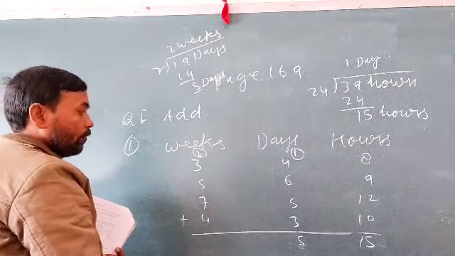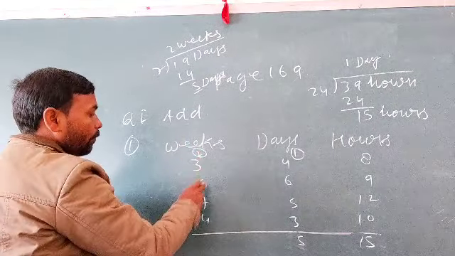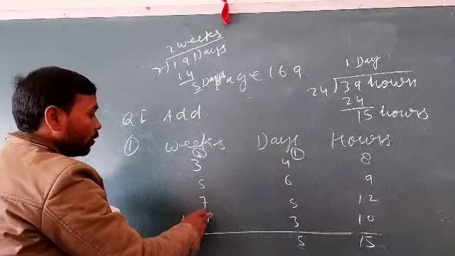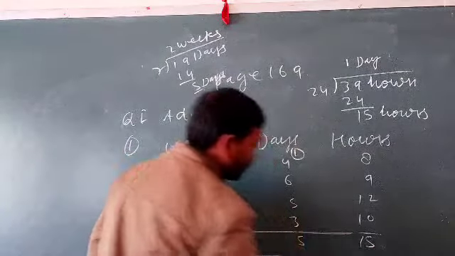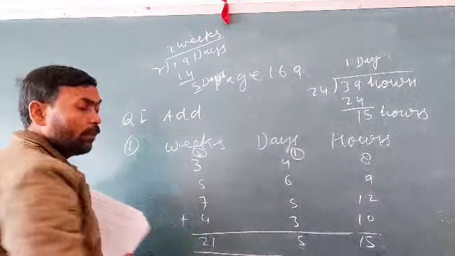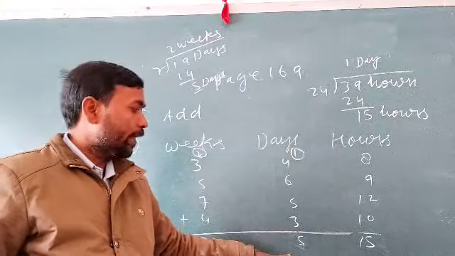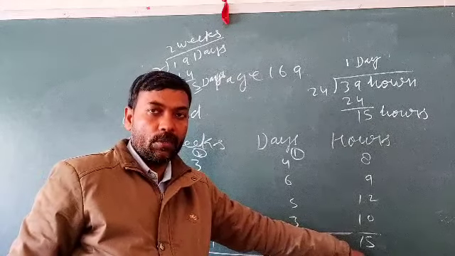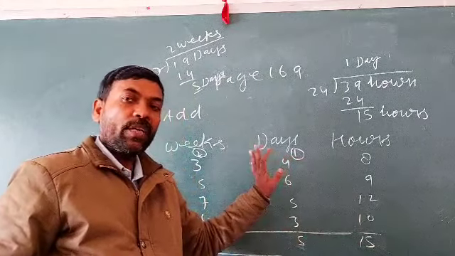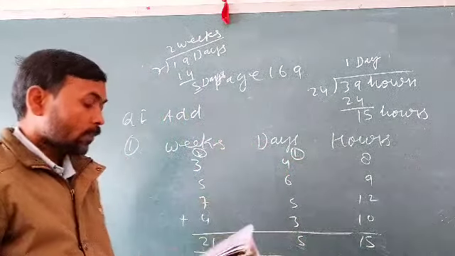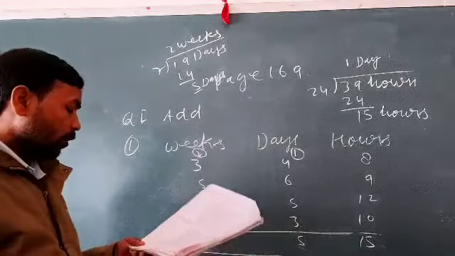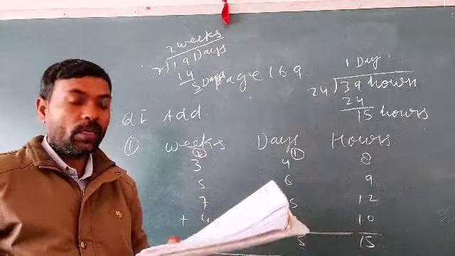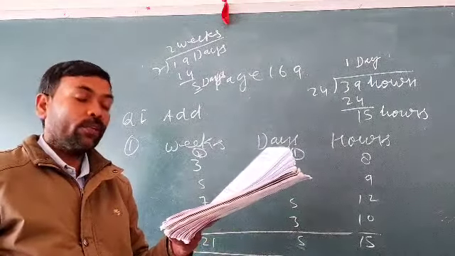Now add all the weeks. 3 and 2, 5, 5, 10, 17, 17 and 4, 21. So the answer is 21 weeks, 5 days and 15 hours. I hope it is clear. Now, the second one you can do just like the first one. So do the second by yourself.